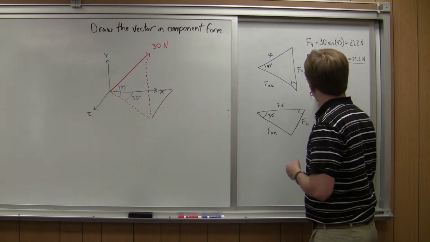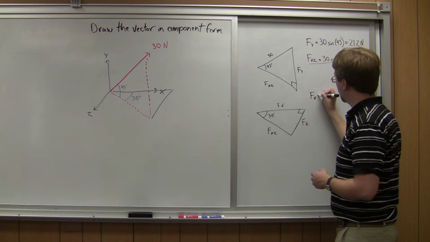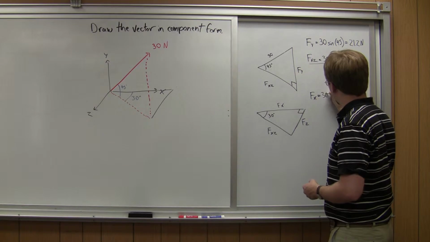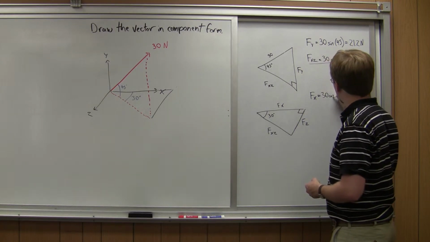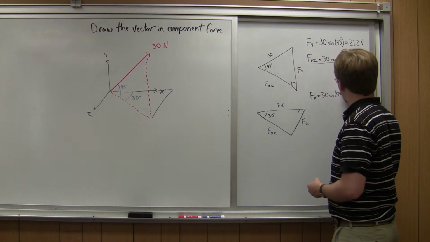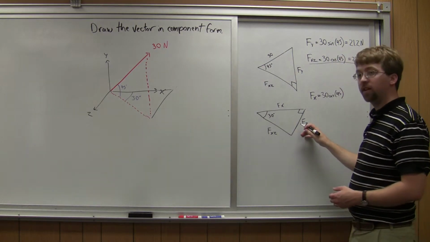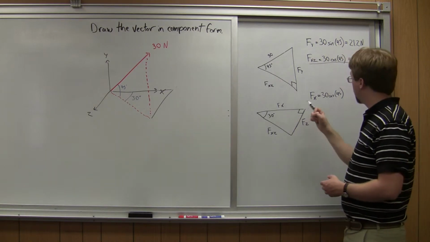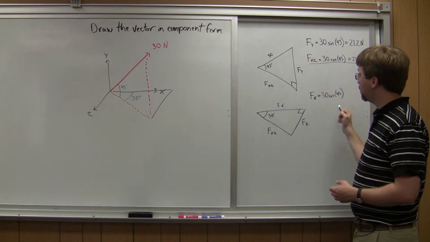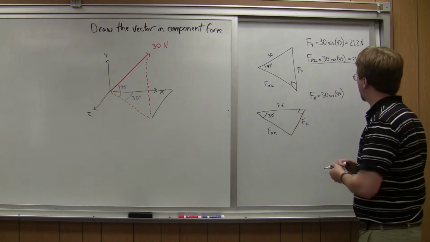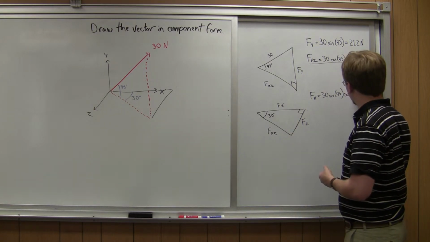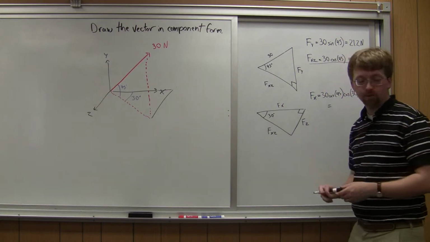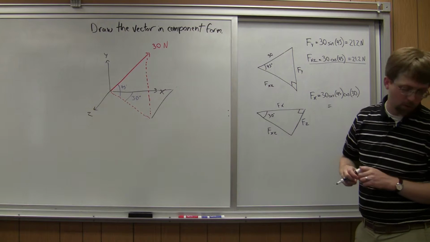So Fx is going to be equal to the hypotenuse, which is 30 cosine 45. Fx is the adjacent side, so that's going to be the hypotenuse times the cosine of 30. And that ends up being equal to about 18.4 newtons.